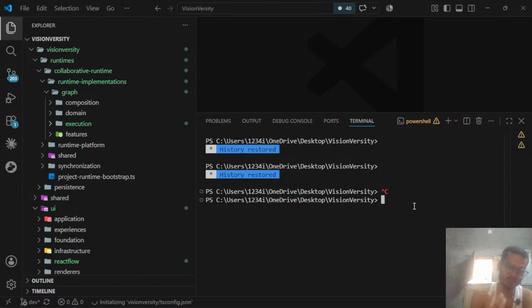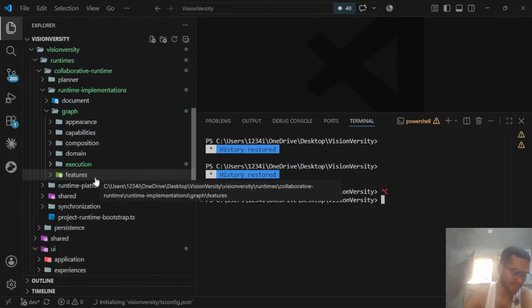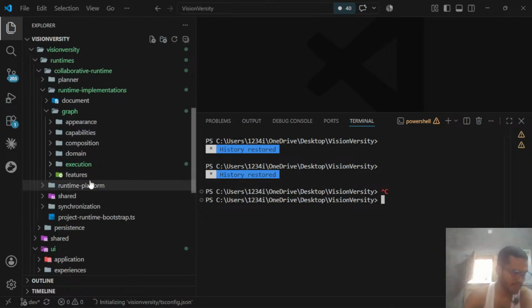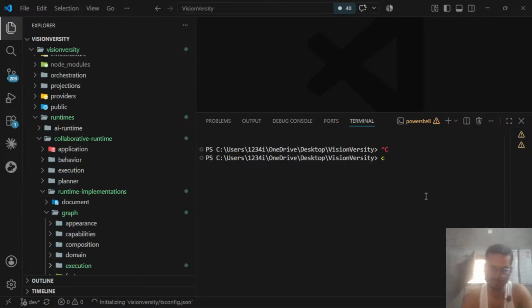Right? I have more than 1400 files in this project. If you look at it, I have more than 1400 files. So right now I'm just running.